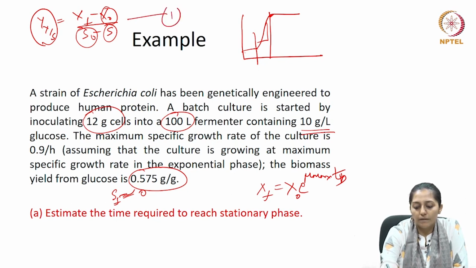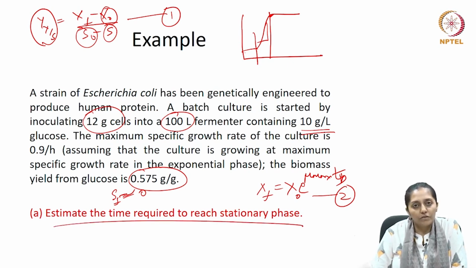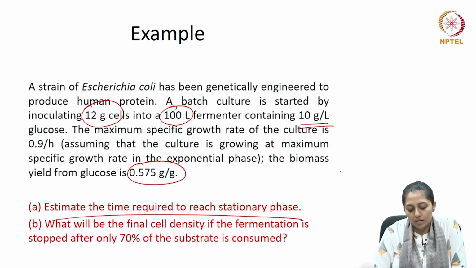So, equation 1 can give us the value of the final biomass, isn't it? Now, from equation 1, we calculate the final biomass concentration, and from equation 2, we can then calculate the batch time, or the time required to reach the end of the log phase, and then we will be able to answer part 1 or A. Now, let us see part B.